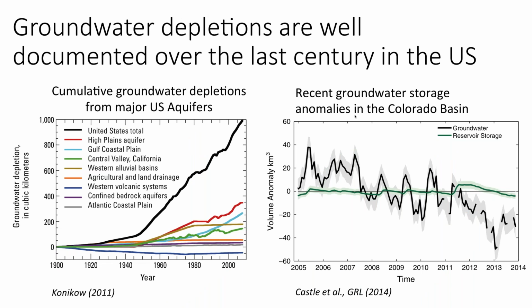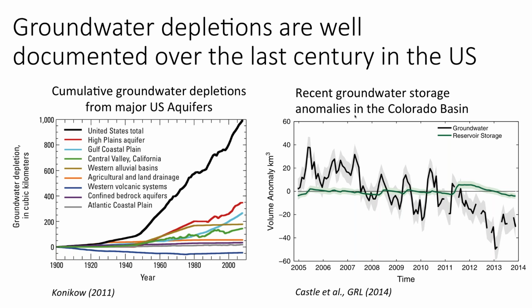I mentioned before that we started with a pre-development simulation. Our steady state simulation was just using long-term average precipitation minus evaporation to get a steady state groundwater configuration. Of course, we know that in the U.S. in the last 100 years, there's been significant groundwater pumping. The figure on the left from Konikow et al. shows the total depletions in the black line.